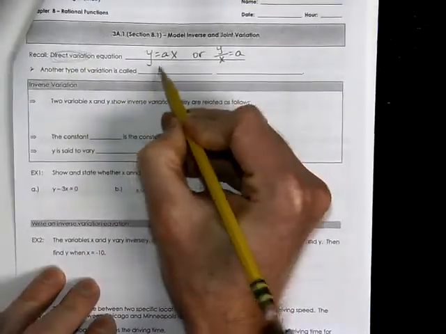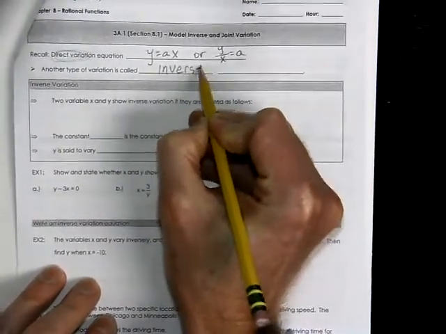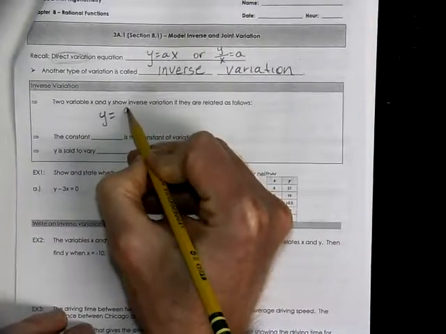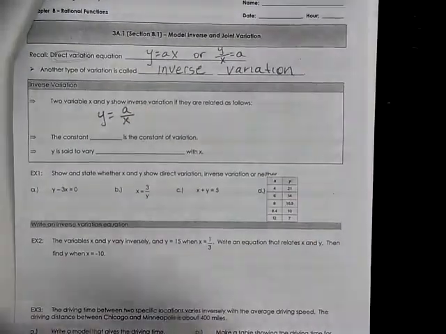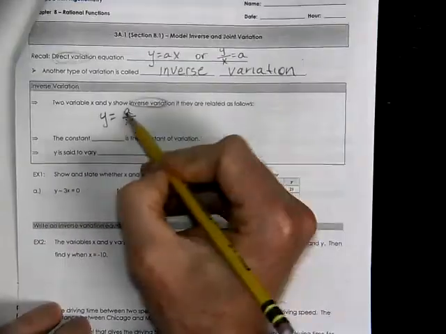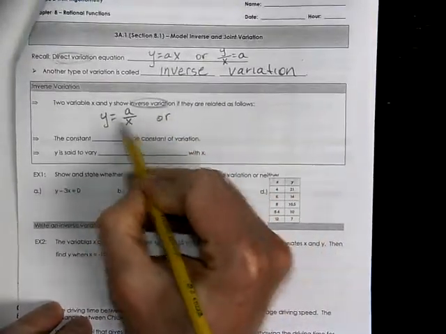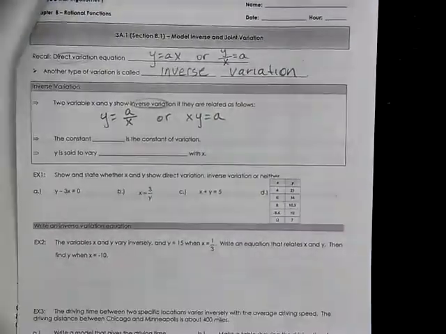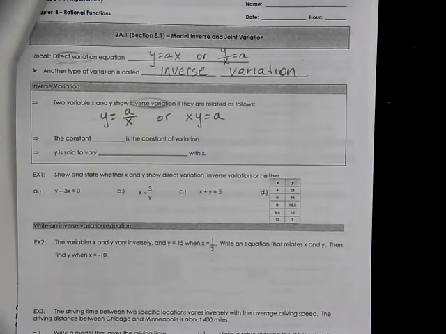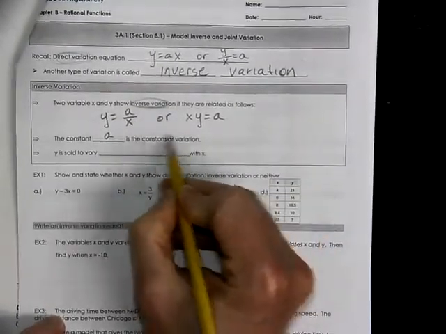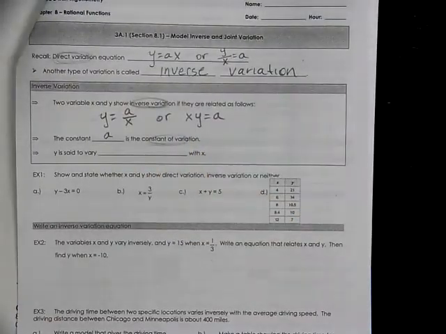Another type of variation is inverse variation. So here we're going to have y equals your constant number divided by x. That is inverse variation. You could manipulate that to get the a by itself by multiplying the x to both sides of your equal sign, and that would give you your a by itself. So this constant a term is considered a constant of variation.